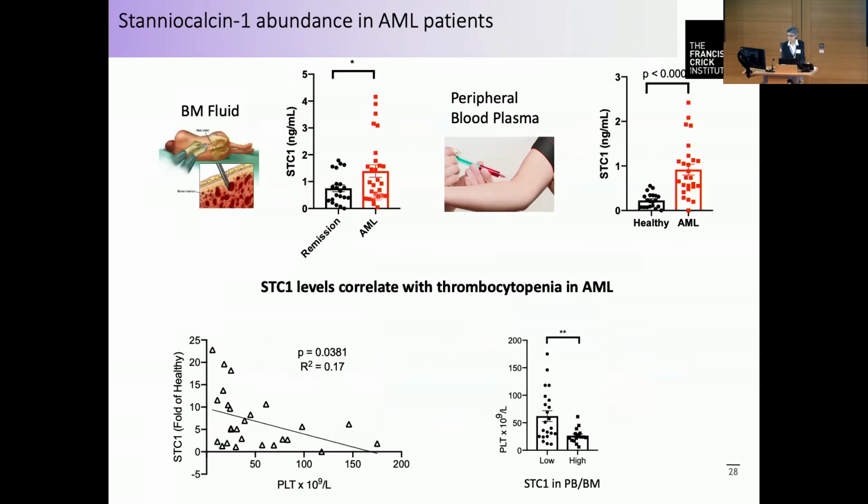And we were also able to obtain bone marrow fluid from these patients at remission versus at diagnosis. And you can see that stanniocalcin level was higher at diagnosis. And even if you just get peripheral blood from these patients compared to healthy donors, we were able to see that stanniocalcin is indeed a biomarker showing that these patients will have an inhibition of normal hematopoiesis. He correlated the level of stanniocalcin with thrombocytopenia in these patients, and there's a good correlation with that.